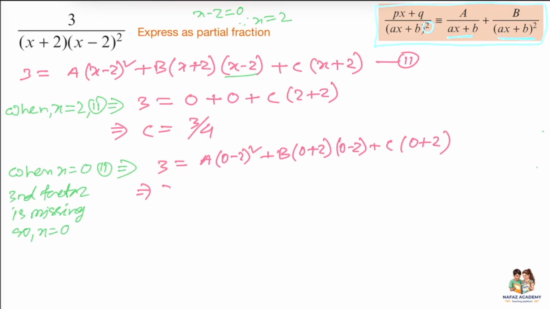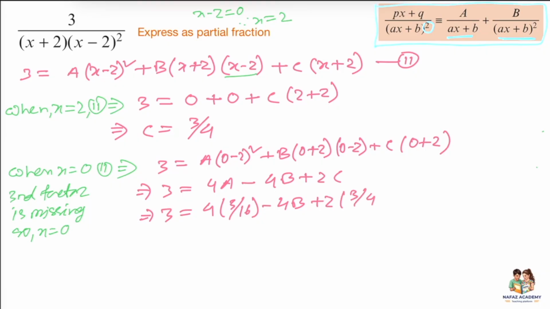Put 3 equals 4A plus or minus, yes, minus 2 times 4, so 4B, and 0 plus 2C, right? And we have the value of C and we have the value of A, so we substitute the values of A and C in the equation to find the value of B. Now B equals, what is the value? Minus 3 over, I'm using my calculator, 3 over 16.